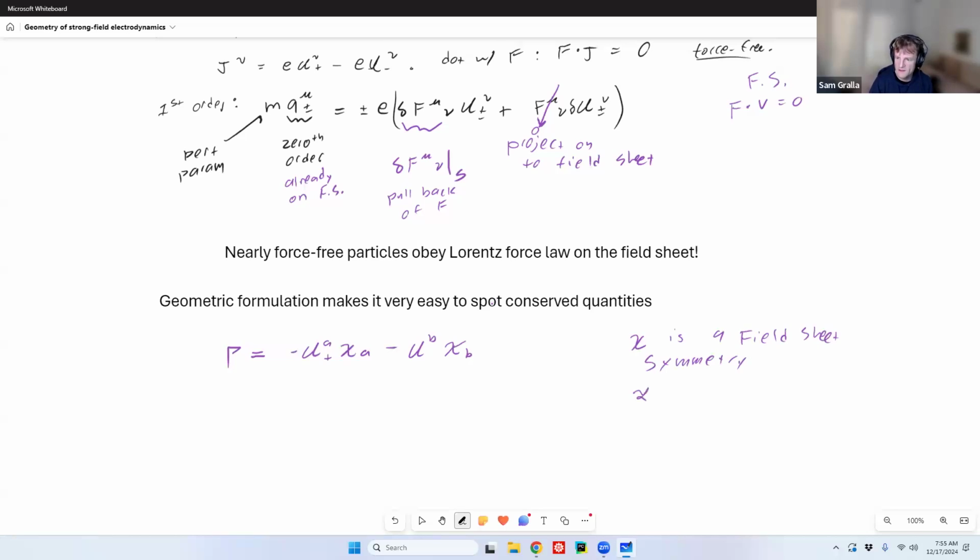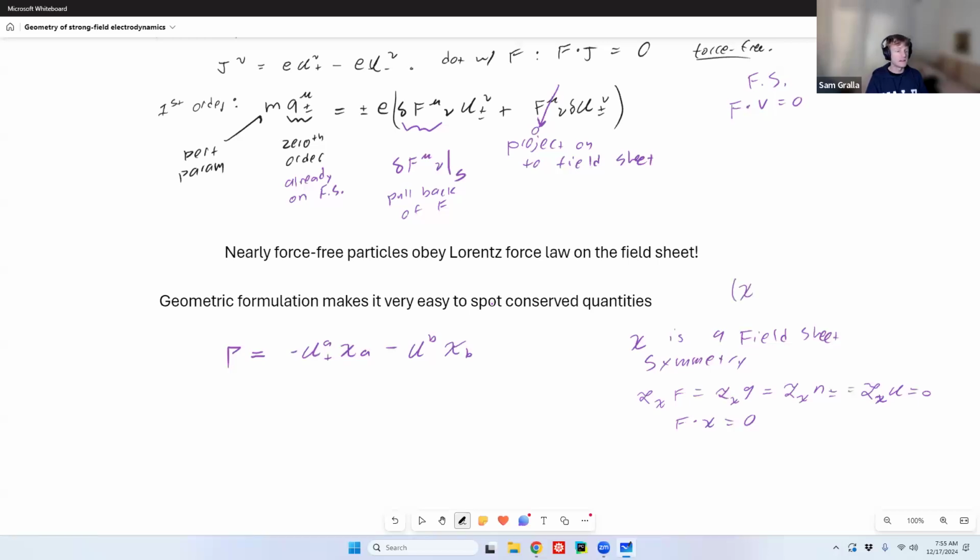What we mean by that is the Lie derivative of the field sheet metric. Well, since I didn't introduce that, let's just say it's a Killing field. So Lie chi F equals 0, Lie chi G equals 0, and Lie chi N equals 0. Everything is independent of the symmetry, and it is tangent to the field sheets. And this comes up in rotating magnetospheres.